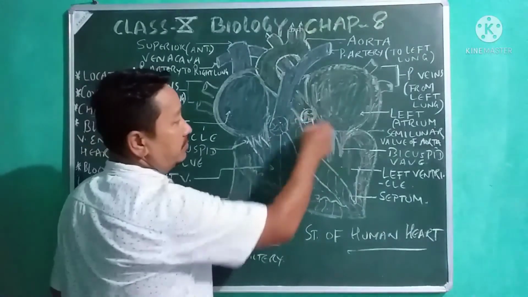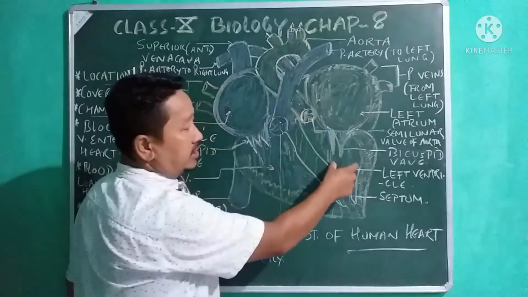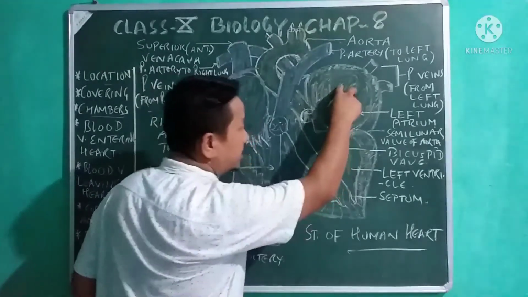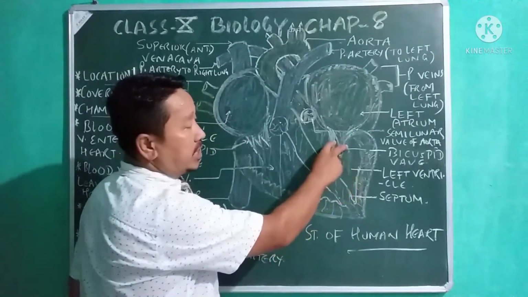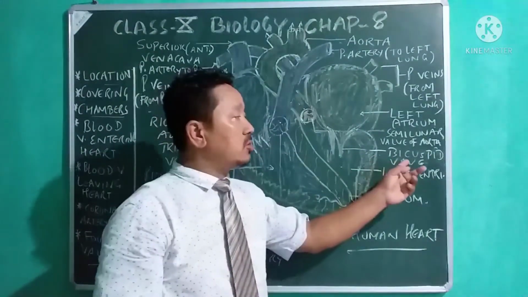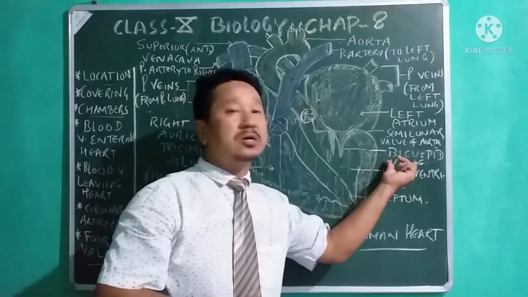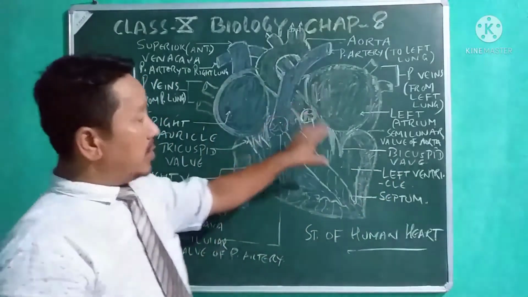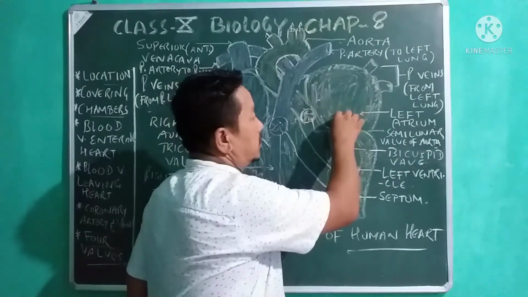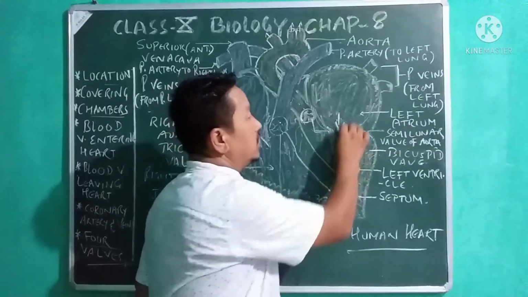I'll begin with the valves out here, the valves between the left auricle and the left ventricle. There is a valve called the bicuspid valve, which has 2 flaps, 1, 2, so it is called the bicuspid valve. The function of this bicuspid valve is to allow the blood to flow from the left auricle to the left ventricle only, so that the blood will not flow back.